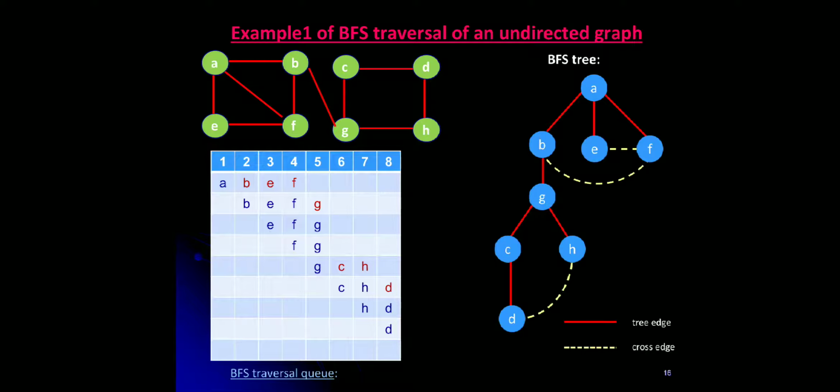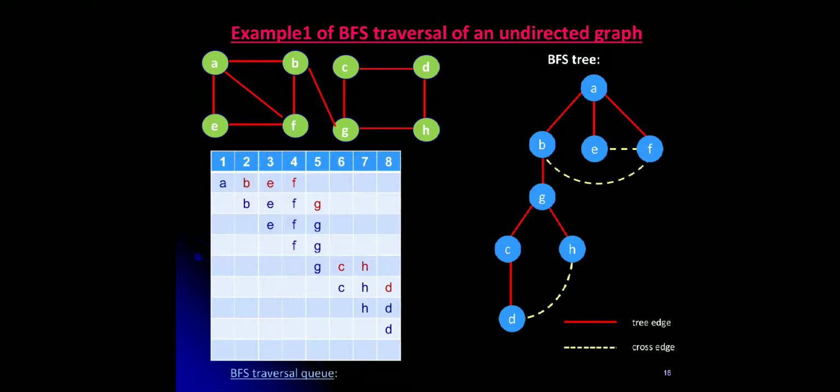Then from vertex B we'll check whether any adjacent vertices are there. So A is already visited, which is the parent, and then F is again adjacent, which is already visited but we have not shown the edge. That's why we'll write a cross edge to connect B and F. And then any other vertex left out, it is G. From B to G, a tree edge is written to connect B and G.